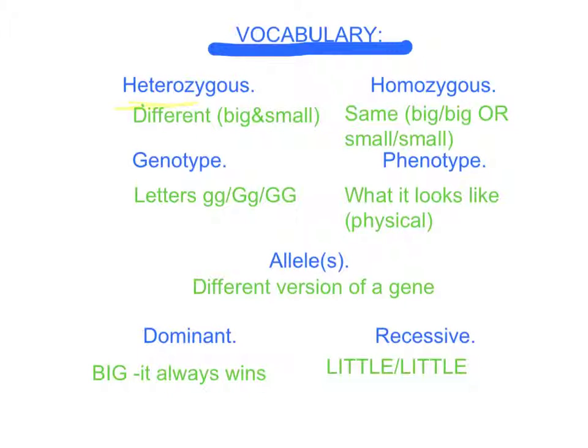And then your dominant is big, and it will always win if it's there. So even like in my example up here, there's one big, one little. That big one wins, okay? And then recessive is when there's two little letters. So for my instance, it'd be two little g's. Okay, this hopefully will all make sense once we get some practice in. So if you'll get out your homework from last class.